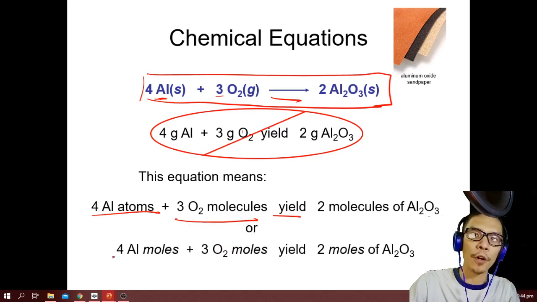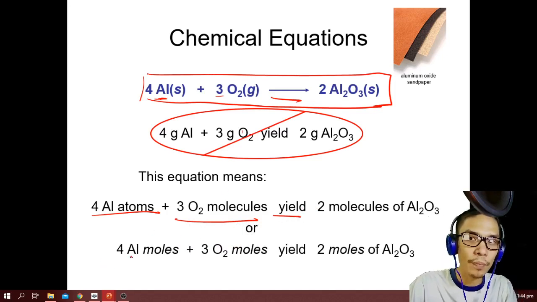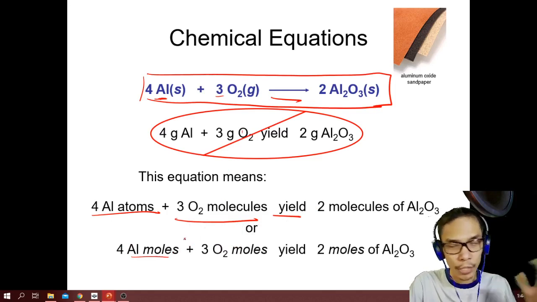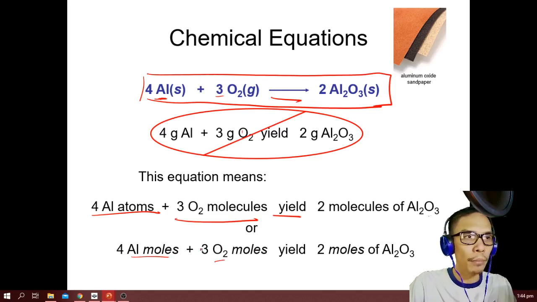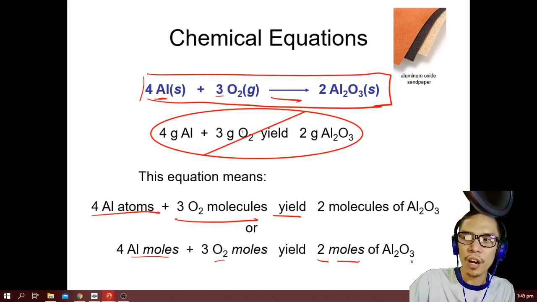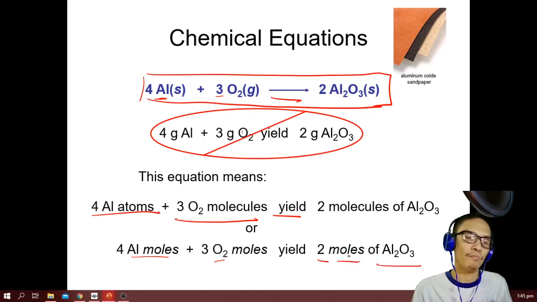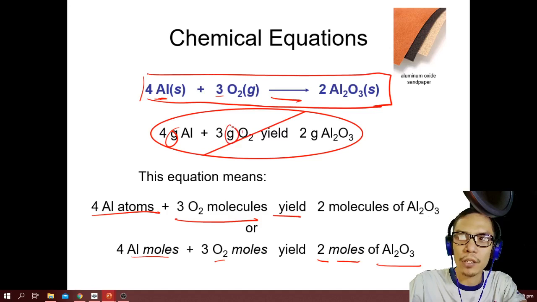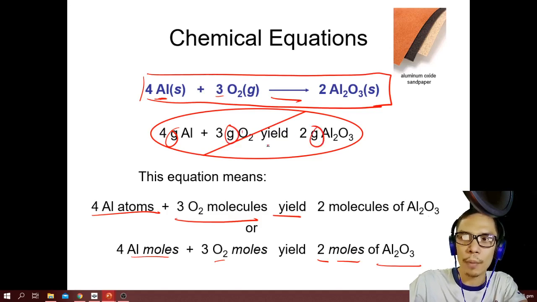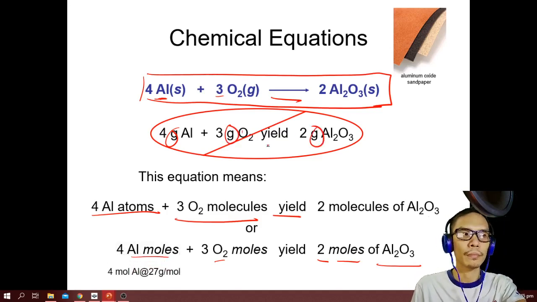In other words, you can also call them 4 moles of aluminum, and 3 moles of oxygen. Moles and molecules are different entities, guys. Moles are not an abbreviation of molecules, so take note of that. Next, 2 moles of aluminum oxide. Basically, that's how you read chemical equations, not by mass.